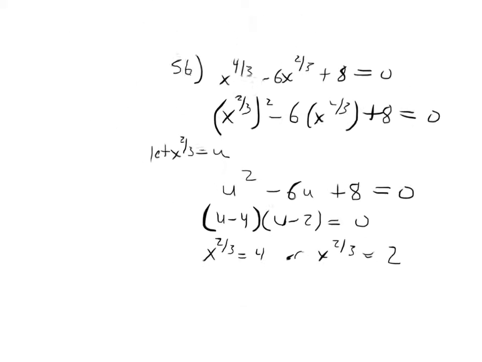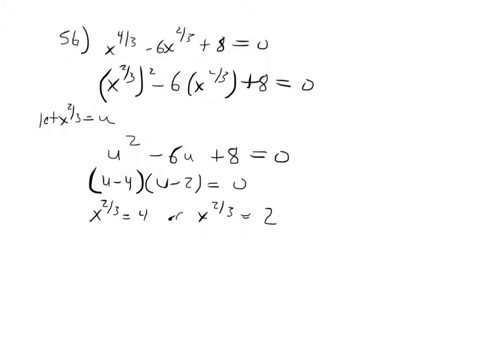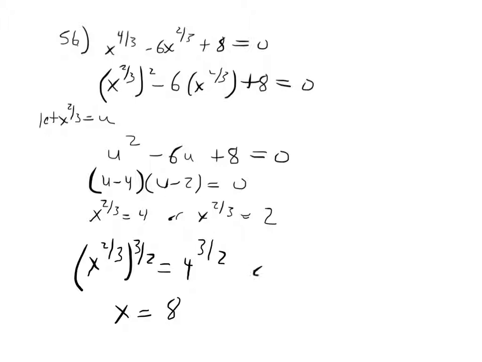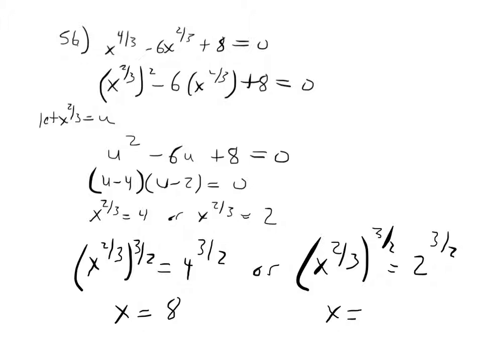And continuing along here, if I want to solve for x, I'd raise each side to the 3/2 power. X to the 2/3 to the 3/2 equals 4 to the 3/2. So x equals, let's see, the square root of 4 is 2, 2 cubed is 8. Or, same thing here, x to the 2/3 raised to the 3/2 power equals 2 to the 3/2. And then I've got x equals, let's see, 2 root 2.